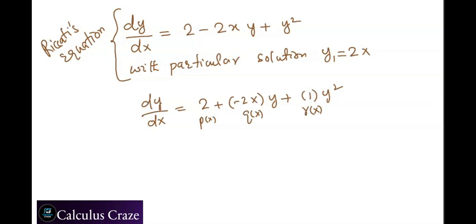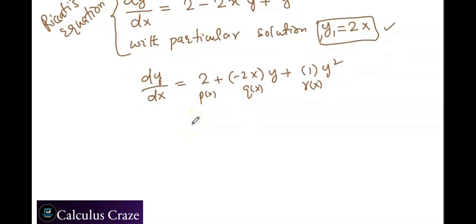One thing that you must keep in mind is that one particular solution must either be given, or you need to apply some suitable method that you must know from differential equations to find the particular solution. Once you have the particular solution, then you can proceed towards the general solution. So this should either be given, or you need to know some methods through which one particular solution can be found out, right? In this case, y1 equal to 2x is the particular solution which is given.